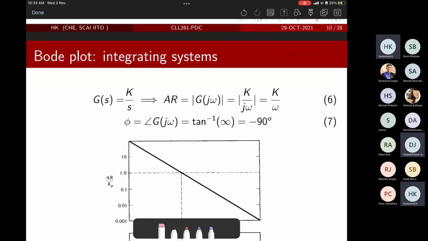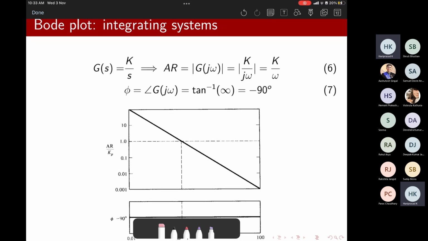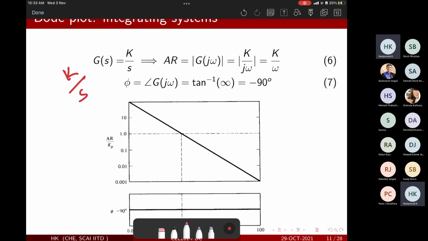Okay, guys. So now let's look at how an integrating system behaves. What is an integrating system? An integrating system has a transfer function of K by s, which is essentially 1 by s times some K. To compute the amplitude ratio, with K by jω, you have to multiply and divide by j. Eventually you get the amplitude ratio to be K by omega, and the phase angle is tan inverse of I by R. There is no real part, so R becomes 0, it would be infinity, and tan inverse of infinity is minus 90 degrees.